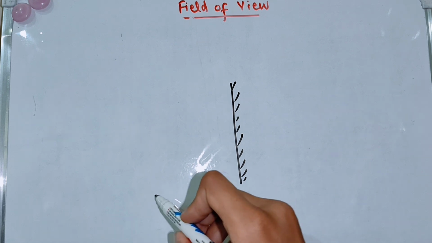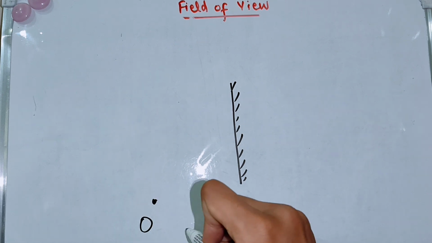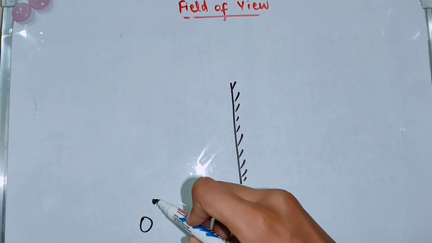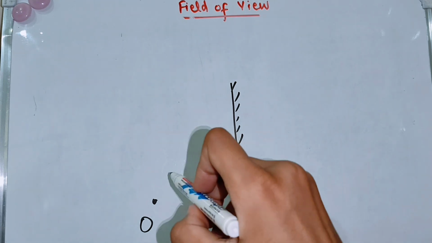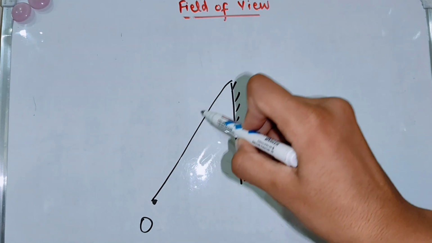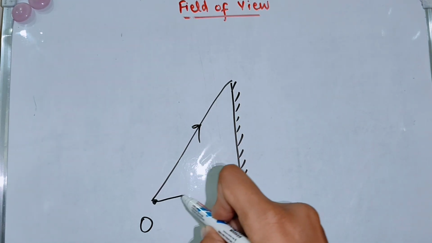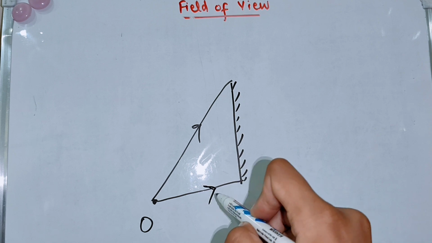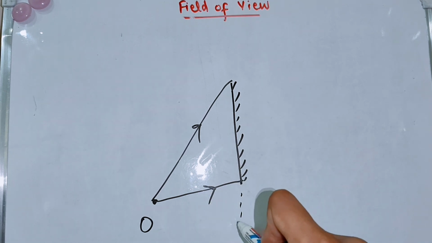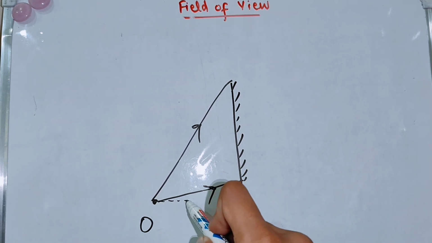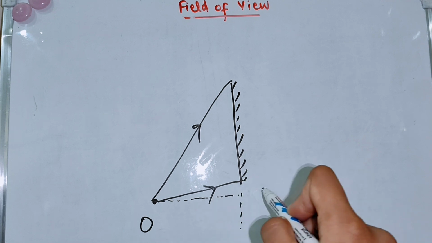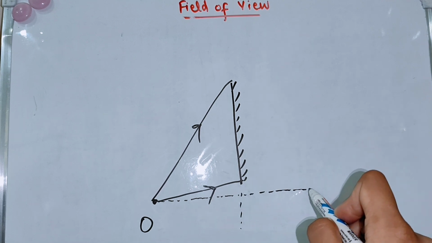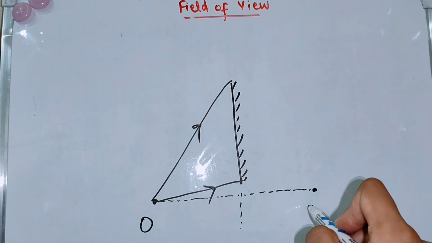I'm going to place the object over here. Now you must have already understood what to do. Send incident rays on extreme ends. Make the image by yourself by drawing a perpendicular line at the same distance.